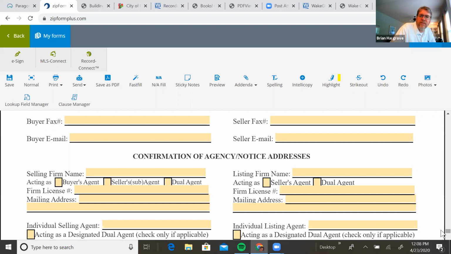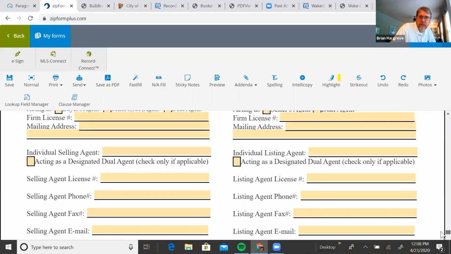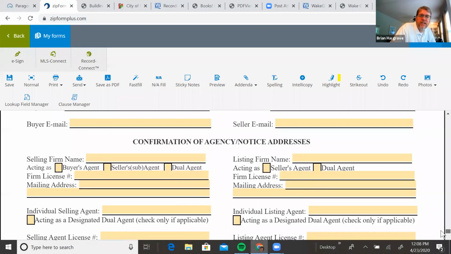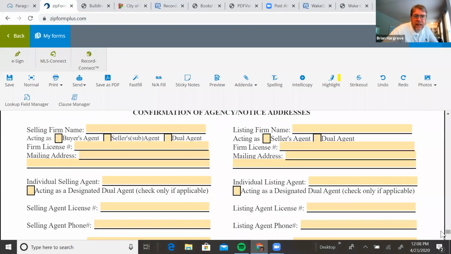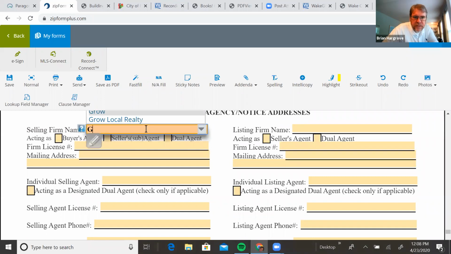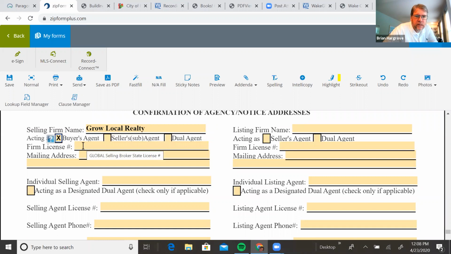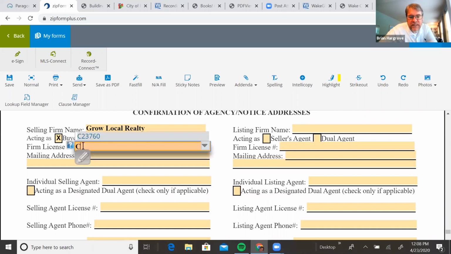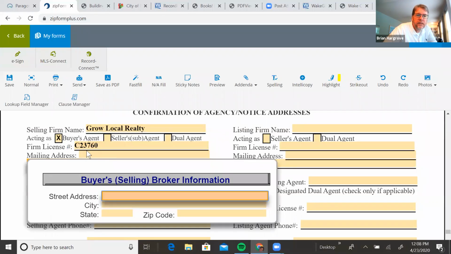Now, under confirmation of agency, this is where you need to fill it all out. But what I recommend on this part, selling firm name, obviously is going to be Grow Local, right? We're acting as a buyer's agent. The firm license number, if you want to write this down somewhere, but I can always give it to you later. 23760 is our firm number.